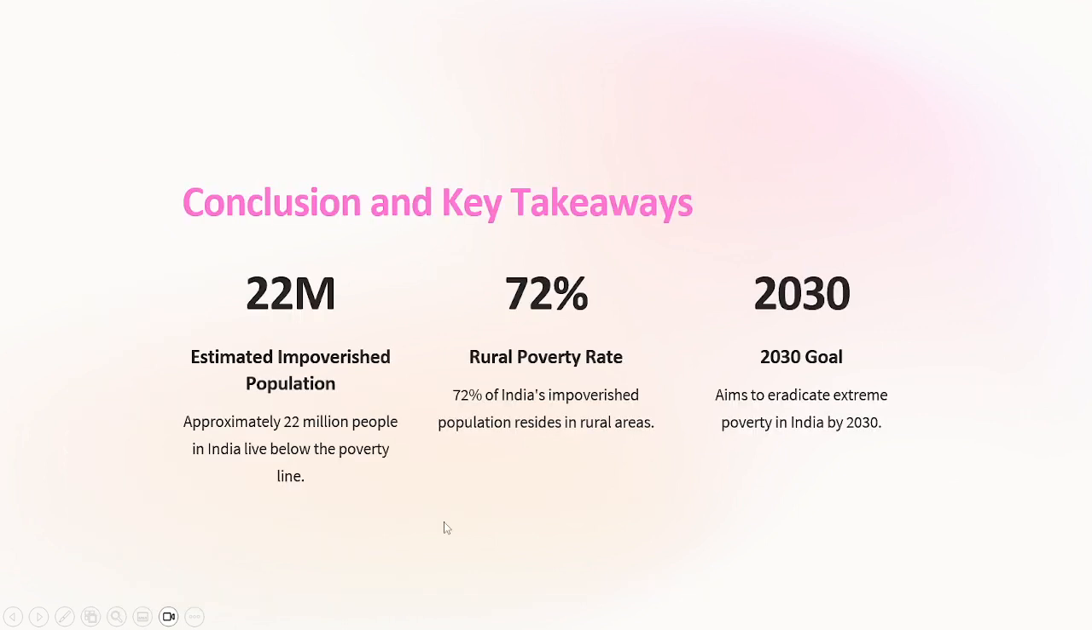And what are the conclusion and key takeaways we can take? Around 22 million people are still below the poverty line, and 72% of India's impoverished population resides in rural areas only. And the next action of our government as well as an individual, we have to achieve the Sustainable Development Goal 1, that is zero poverty by 2030. With this, I would like to conclude.